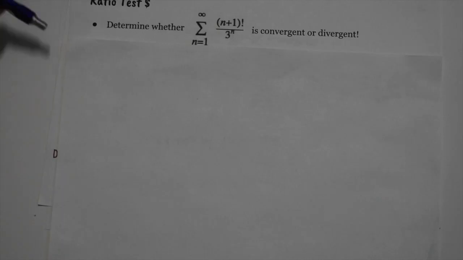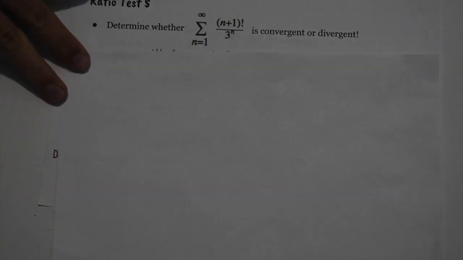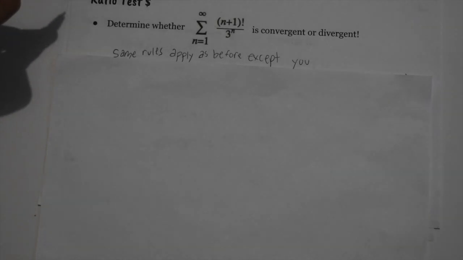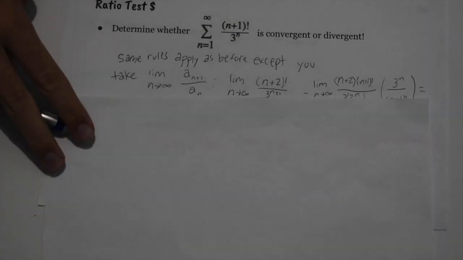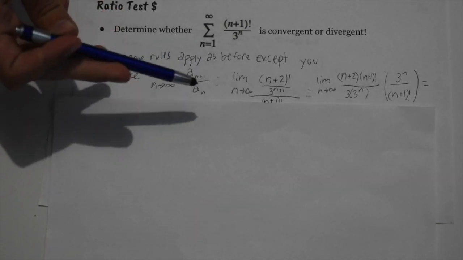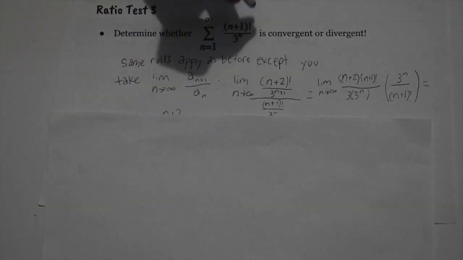Ratio test. This guy is the same as the root test, except we're taking a different value as n approaches infinity, but it's the same thing. We're taking the ratio of a sub n plus 1 over a sub n. We plug in n plus 1 into the function here.